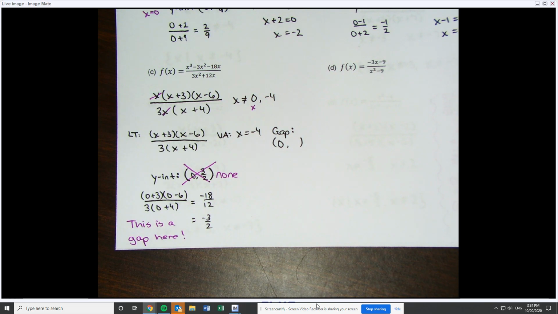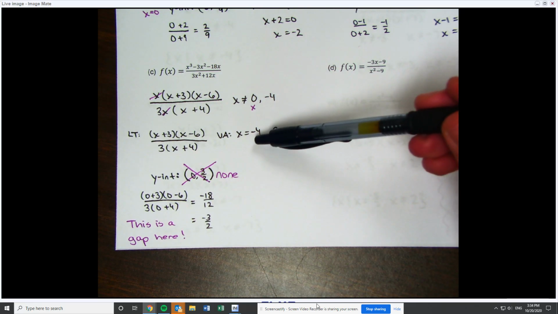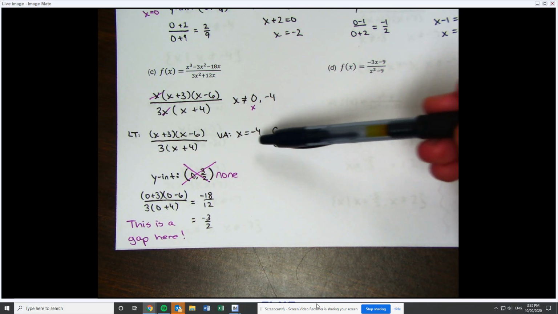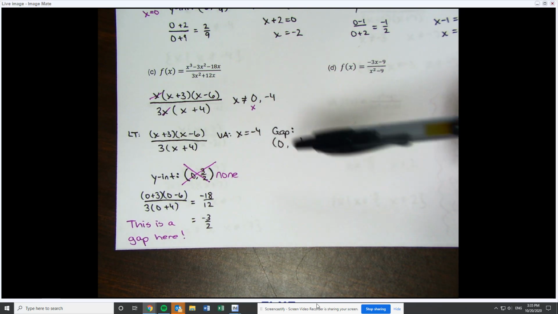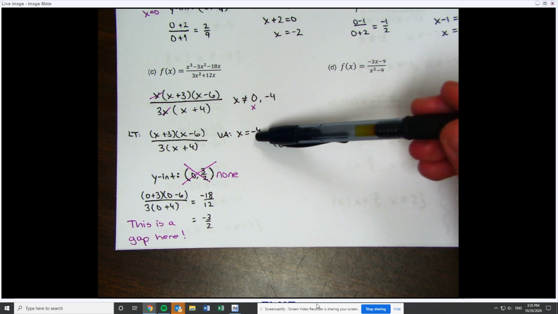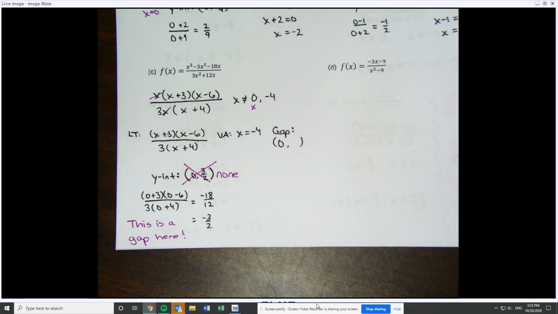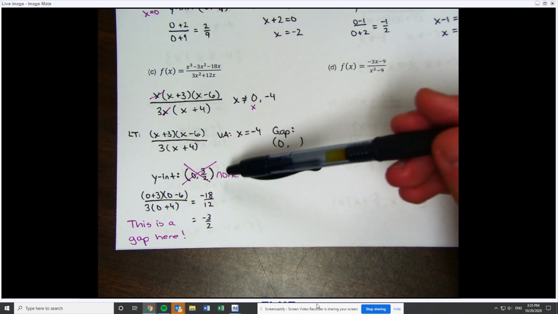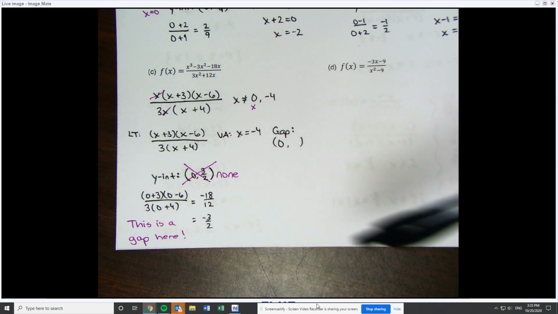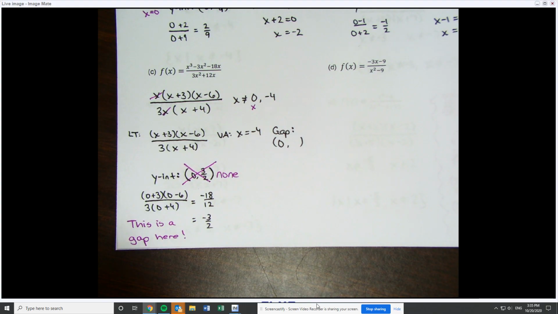So what you need to be aware of, if you ever are looking for the y-intercept, make sure you check to make sure that you do not have a gap or a vertical asymptote at that value. Because sometimes we do have vertical asymptotes or gaps at x equals 0. Be very cautious. There is no y-intercept here because the gap takes priority.